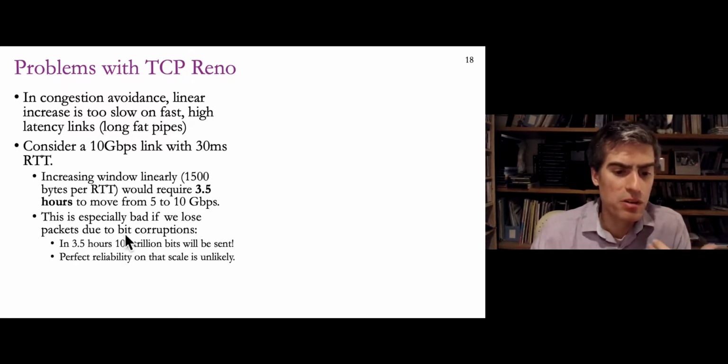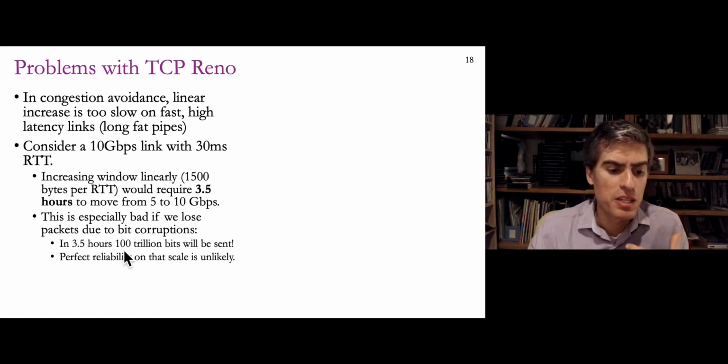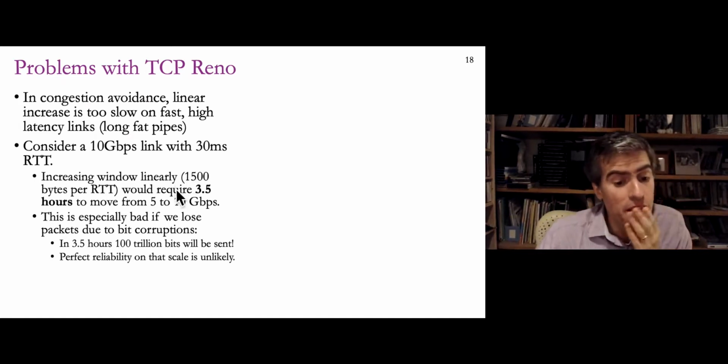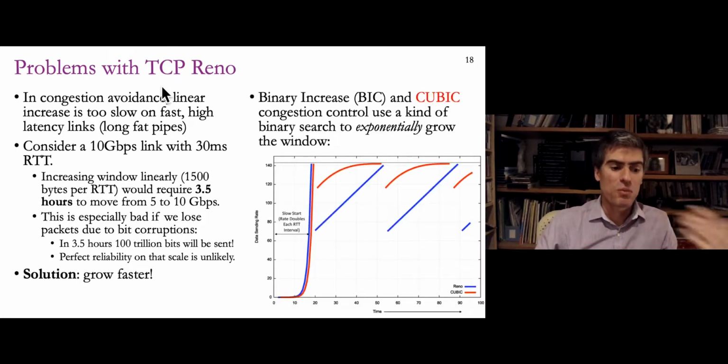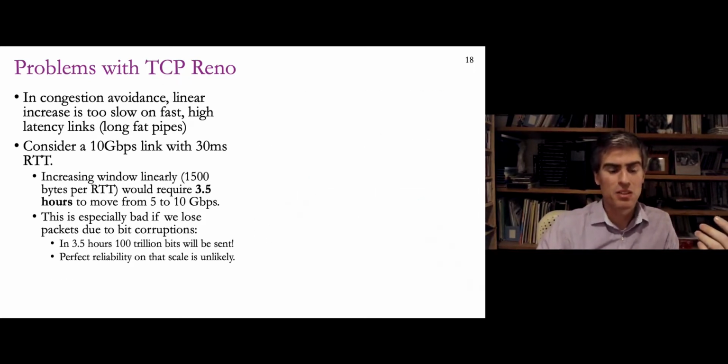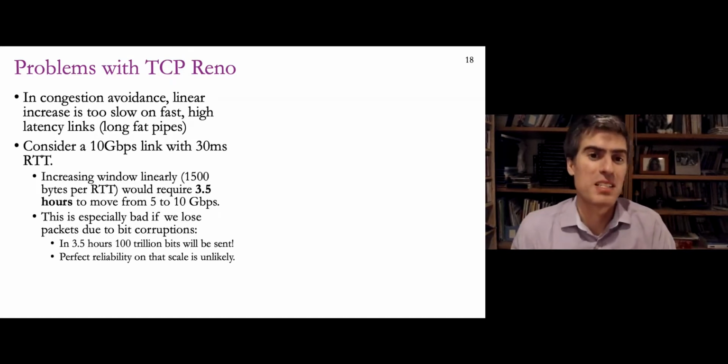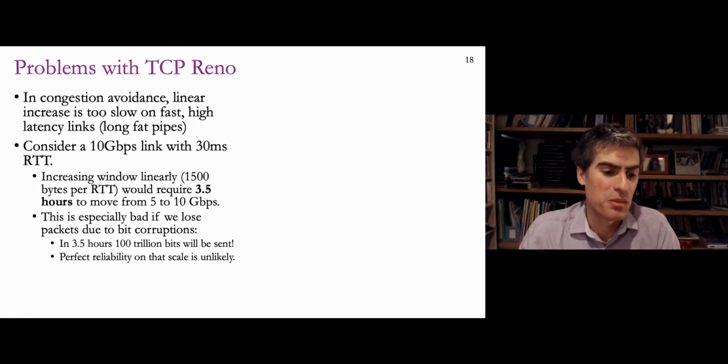So in the 3.5 hours that you're trying to get to the maximum, you're going to send 100 trillion bits in this scenario, right? That's a huge amount of data. And with 100 trillion bits, no matter what technology you're using to encode it and transfer it, you're probably not going to have perfect reliability. So it's very likely you're going to drop at least a few packets. The problem is that TCP Reno interprets that packet loss to mean that you're going too fast. But you're not going too fast. The problem is just that there are some random corruptions. Okay, and this is actually a homework question, I think.